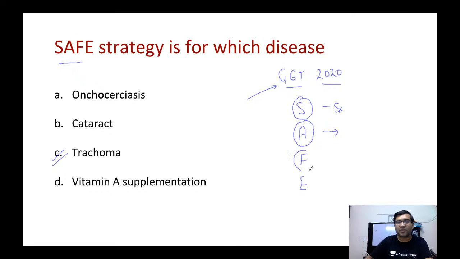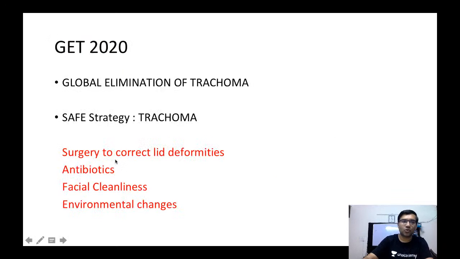What is the meaning of F? F means the facial cleanliness that we have to provide, and E is the environmental changes that we have to provide. So this is the SAFE strategy, and remember the SAFE strategy is basically used for trachoma. S goes with surgery, A goes with antibiotics, F goes with facial cleanliness, and E goes with environmental changes.